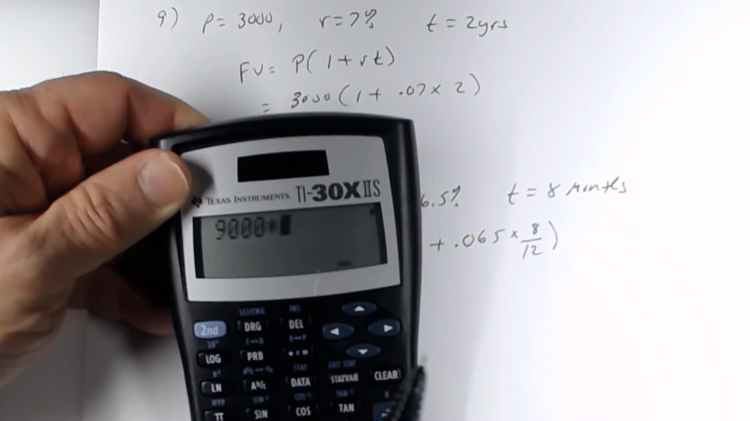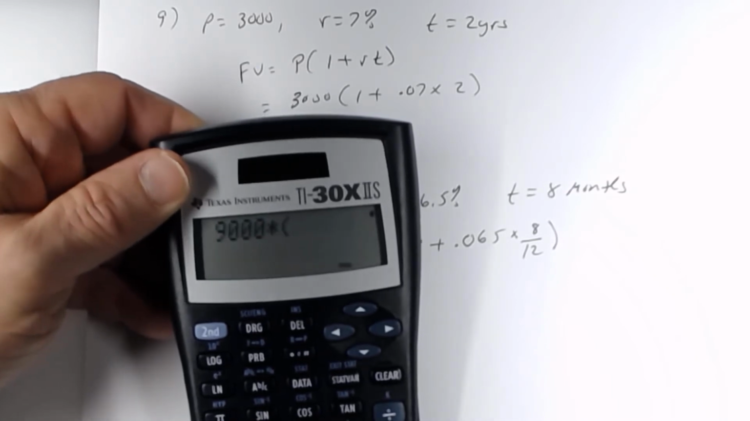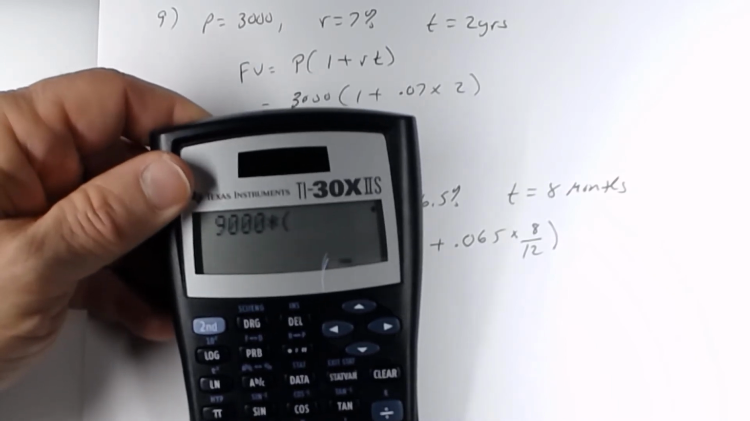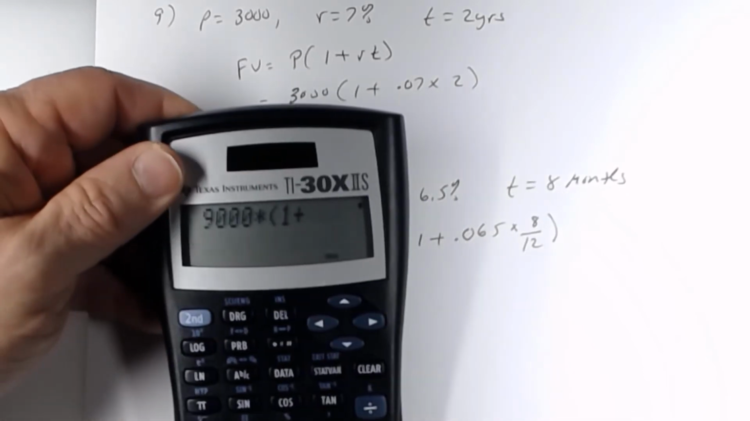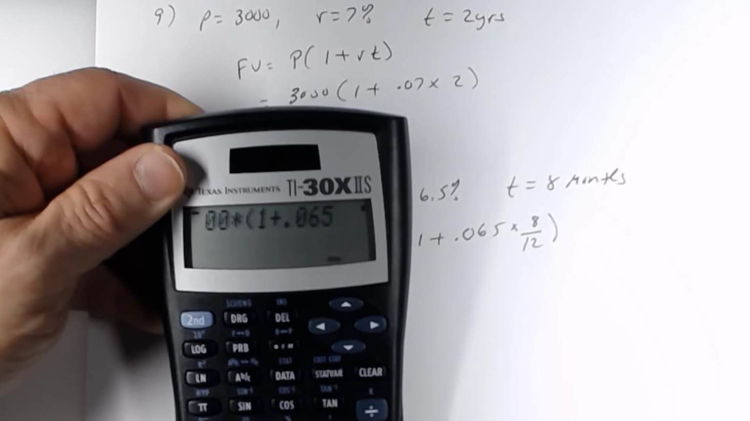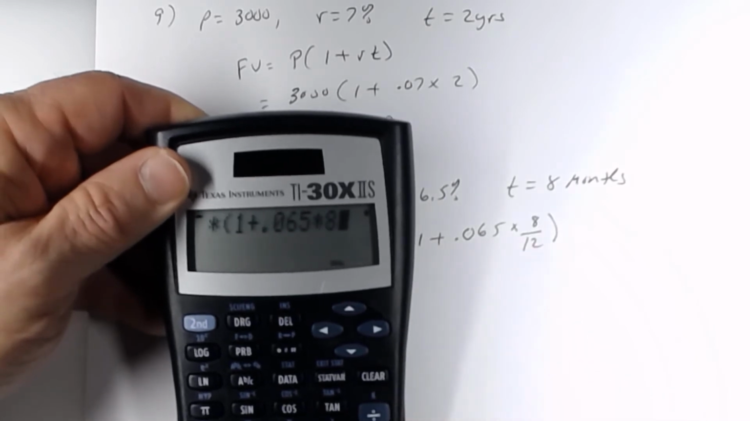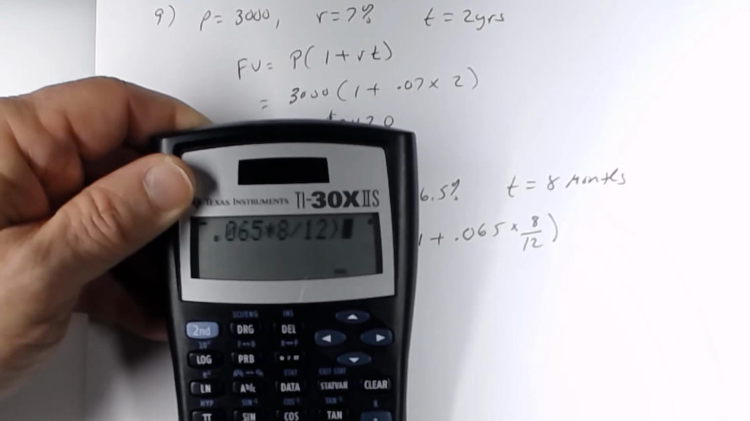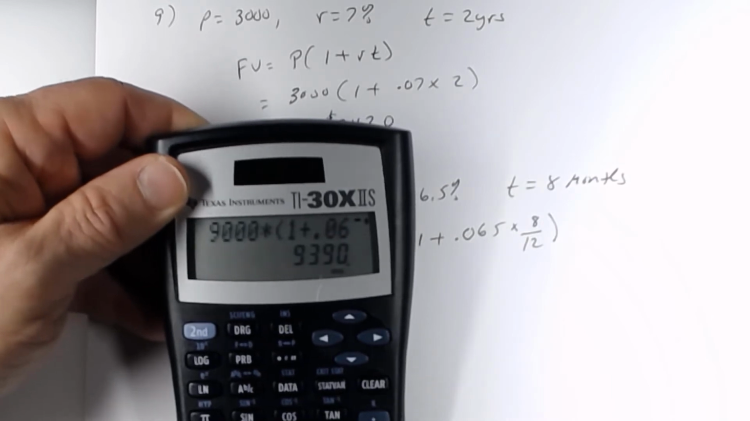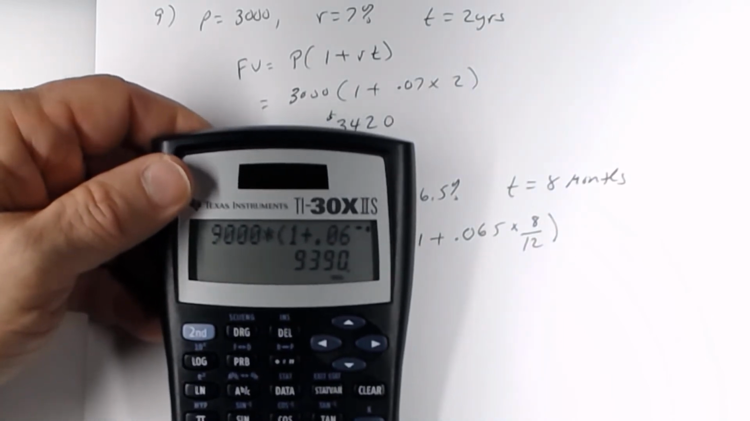9,000 times parentheses. What I'm doing is making sure I don't forget any steps. 1 plus 0.065 times 8 divided by 12. Close the parentheses. Press equal. Okay, now I got it. So $9,390.